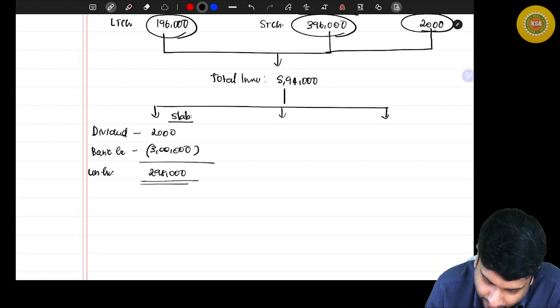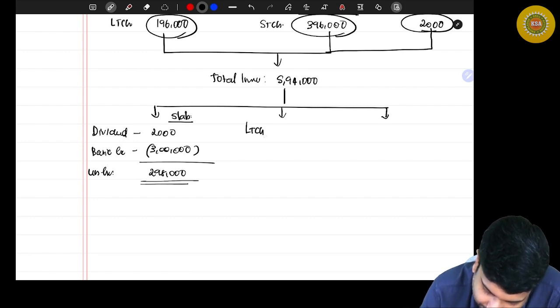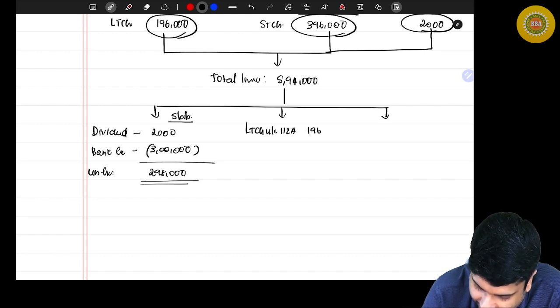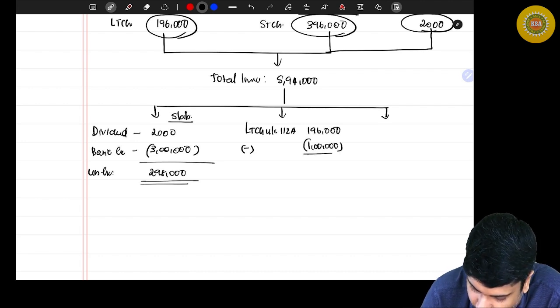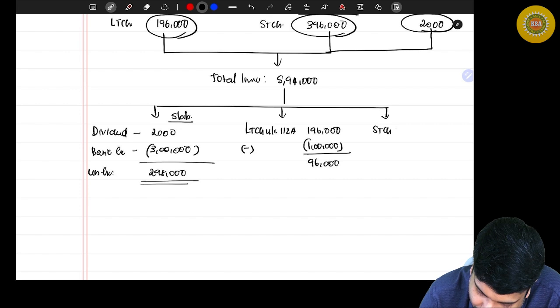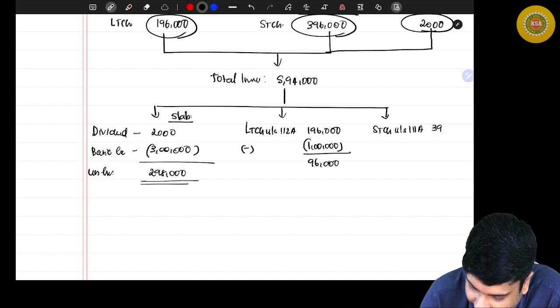Let it be there. Now how much is the long-term capital gain under 112A? It is 1,96,000. From that you can deduct 1 lakh, because only over and above 1 lakh is subjected to 10% rate of tax. So 96,000 is the balance. Now you have short-term capital gain under section 111A. How much is that? 3,96,000.